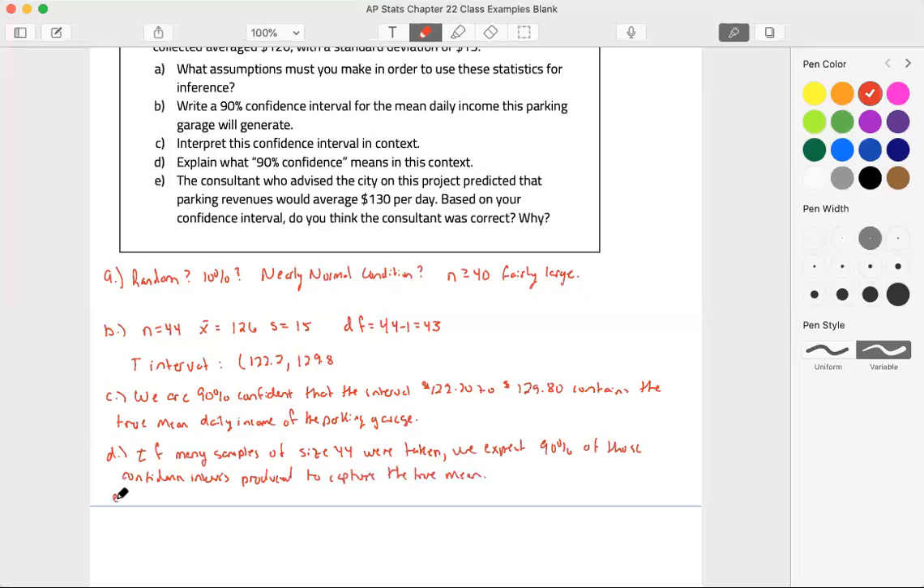All right, in part E, the consultant predicted that the parking average would be 130. Do we think he was correct? No, because 130 is outside our interval.